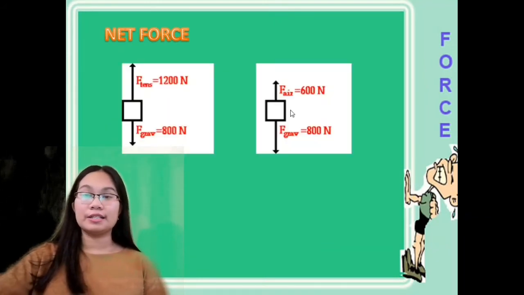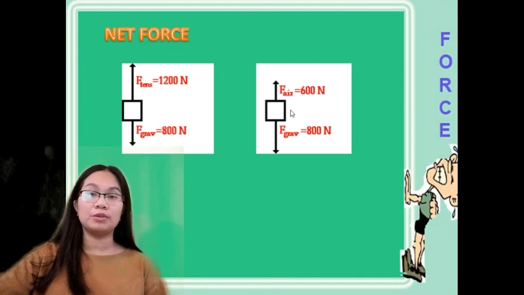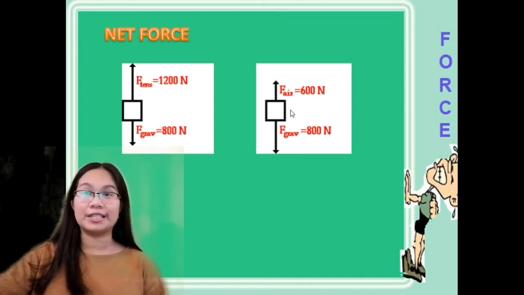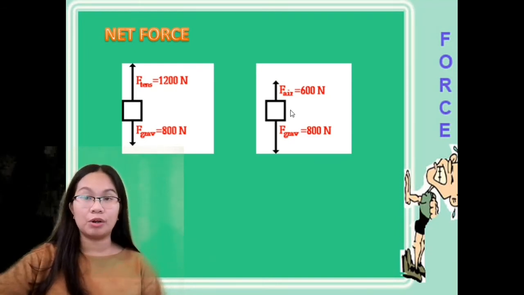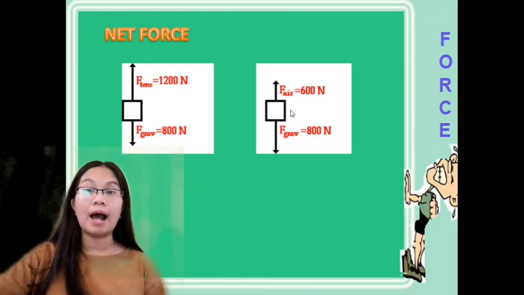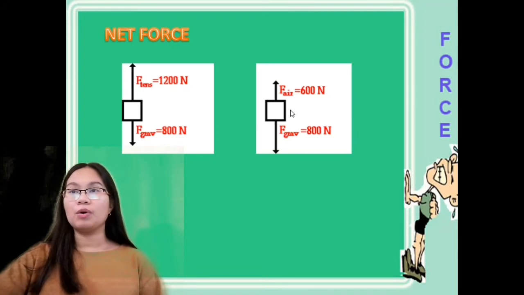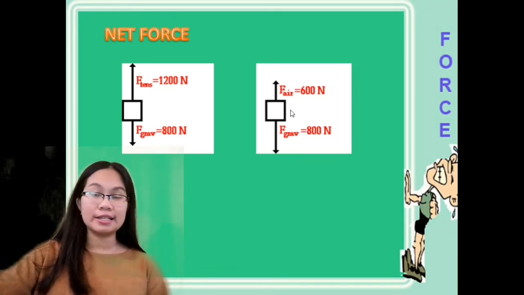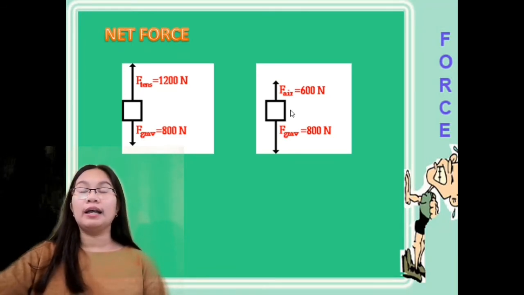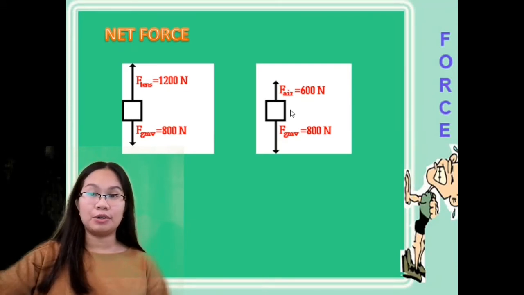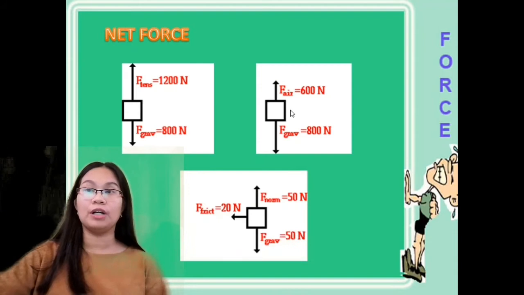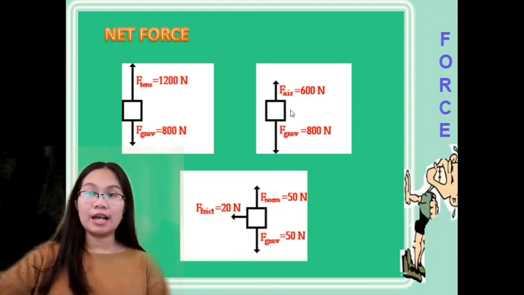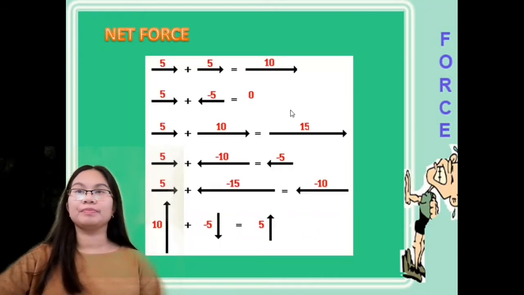Okay, let's take a look at these examples. We have 1,200 newtons upward, then you have 800 newtons downward. What is the net force there? That is 400 newtons, and the direction is upward. Then you also have the force exerted by air, air resistance, and then the gravitational force of 800 newtons. So the net force in this example would be 200 newtons downward. Then another example, the net force is 20 newtons to the left.